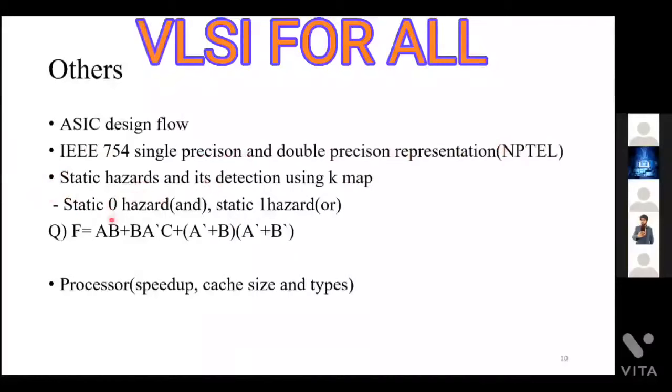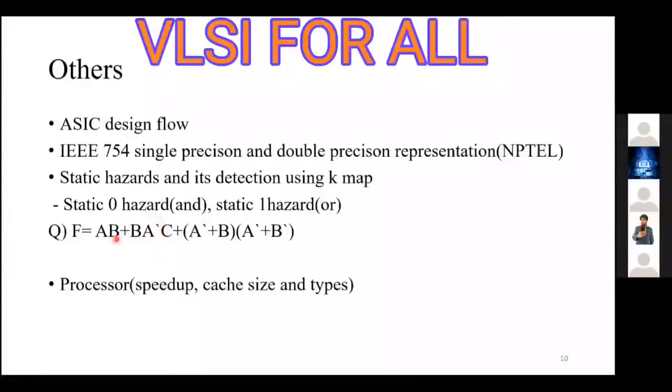This part is okay. This is also easy, like static hazard detection. If the hazard is static 0, then in the logic expression you will have some AND gate implementation between the original input and its complemented input. If it is static 1, then there will be an OR gate implementation of the input as well as its complement. For this case, you can see that A and A bar are present.